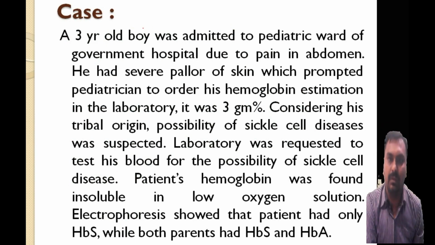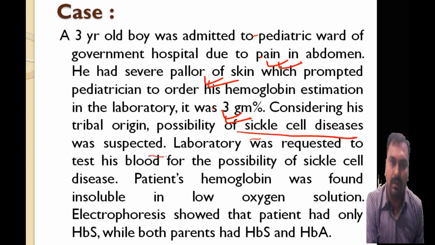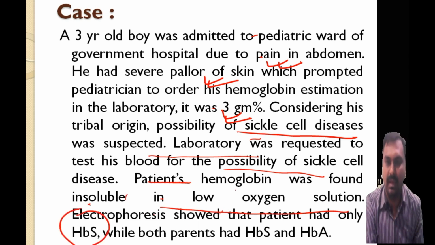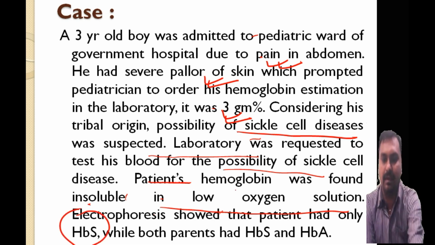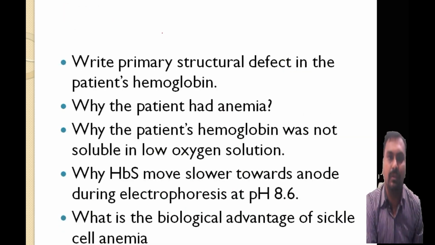A 3-year-old boy was admitted to the pediatric ward with a complaint of pain in the abdomen and pallor of the skin. Hemoglobin was only 3 gram. The possibility of sickle cell disease was suspected, and a test for sickle cell disease was done. Hemoglobin was found insoluble in low oxygen solution. Electrophoresis showed that the patient had only HbS, while both parents had HbS and HbA. So the parents are sickle trait and the child has sickle disease.